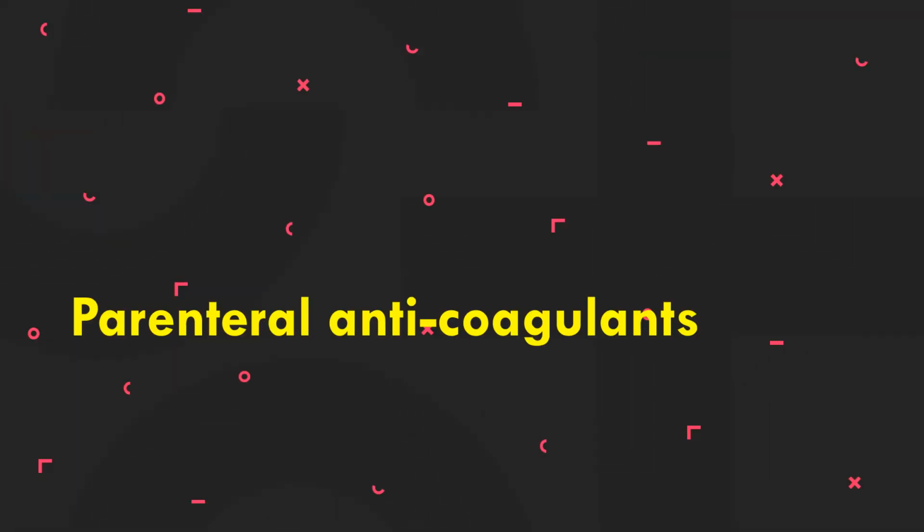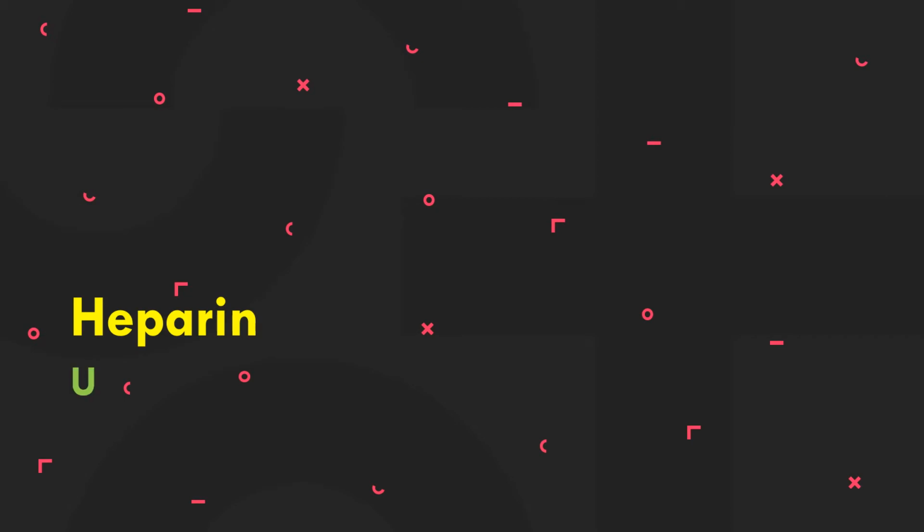We can also classify anticoagulants as parenteral and oral. In parenteral we have heparin. Heparin is further divided into two main types, which are unfractionated heparin, also called standard heparin, and the other one is low molecular weight heparin. I will be using these terminologies again and again to emphasize the importance of these two.